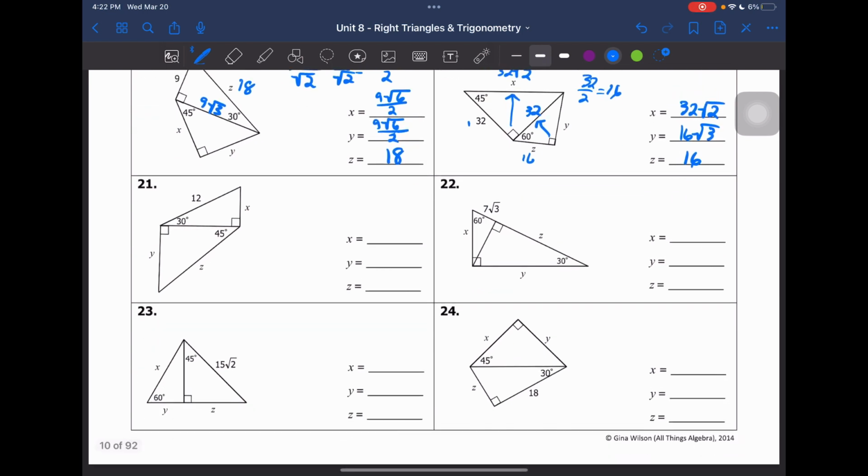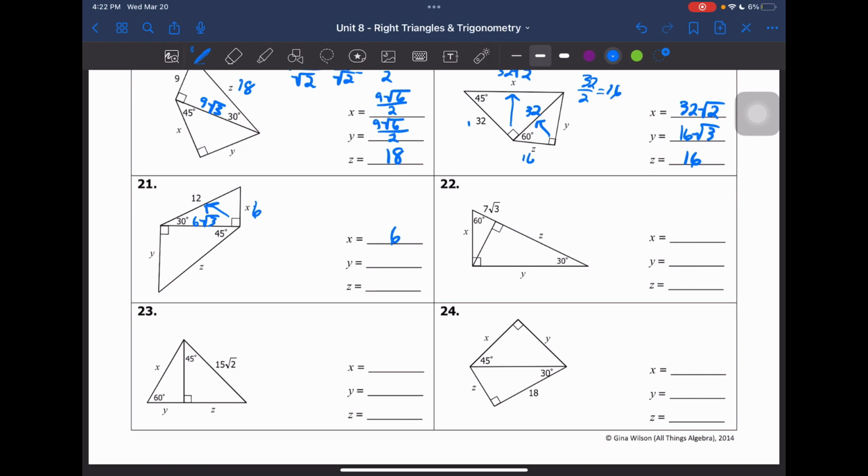All right, almost done. So 21 has a hypotenuse of a 30, 60, 90 triangle. So I can work backwards to find out what the shorter leg and the longer legs are. So if I want to find my shorter leg, remember that it's basically just half of the hypotenuse. So the shorter leg is going to be 6. And that means that the longer leg would be 6 root 3.